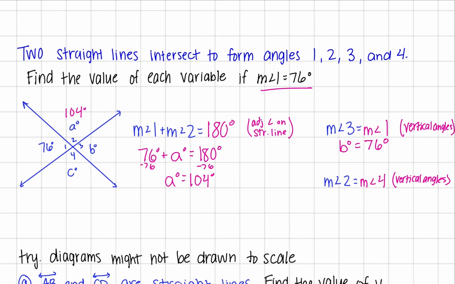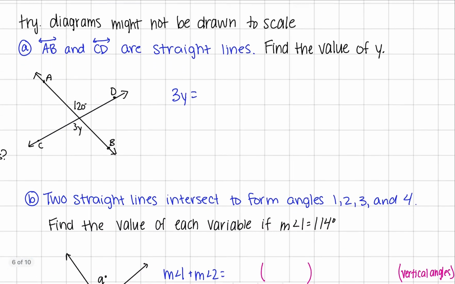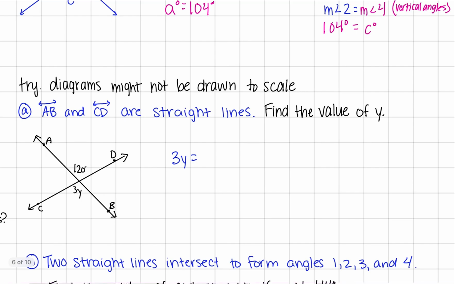The measure of angle 4. Measure of angle 2 we found was 104 degrees because it's A, right? And measure of angle 4 is C. So A equals 104 degrees, B equals 76 degrees, and C equals 104 degrees. Okay. All right. This diagram may not be drawn to scale.